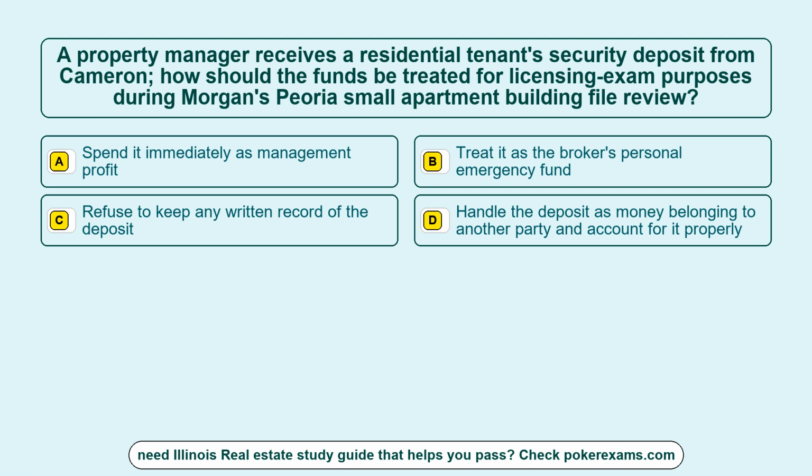Question 8. A property manager receives a residential tenant's security deposit from Cameron. How should the funds be treated for licensing-exam purposes during Morgan's Peoria small apartment building file review? Option A. Spend it immediately as management profit. Option B. Treat it as the broker's personal emergency fund. Option C. Refuse to keep any written record of the deposit. Option D. Handle the deposit as money belonging to another party and account for it properly.